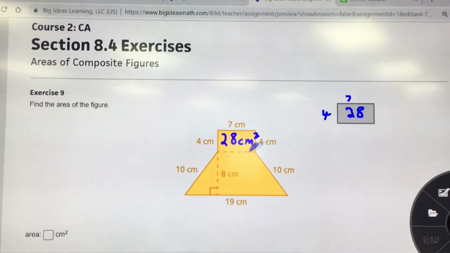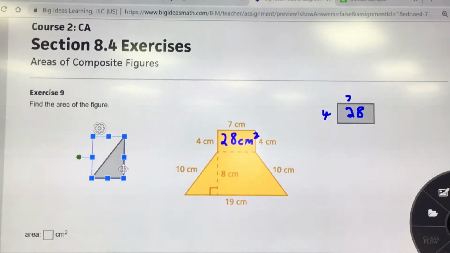So now let's find the area of this triangle right here. See if we can figure that one out. All right, so let's see if we can point out that triangle. So here's that shape right there. So let's go on ahead and put that one right here to the side. And we're going to try to find out what the area is of this triangle.